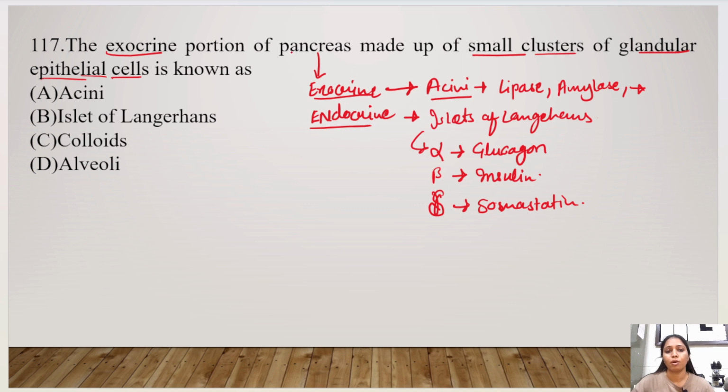So this is all about the pancreas, and the exocrine portion of the pancreas is known as acini. Islets of Langerhans are the endocrine part, and colloids are not part of this. Colloids are part of the thyroid gland, not the pancreas, and alveoli, we all know, are part of the lungs. So option A is correct for this question.